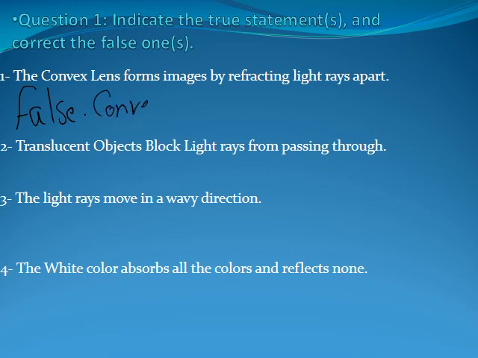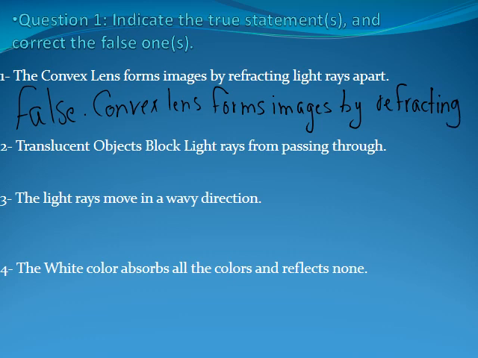Convex lens forms images by refracting light rays together. What do we call the refraction of light rays together? It's called convergence of light. Or you can correct it in another way. You can say false, the concave lens forms images by refracting light rays apart.